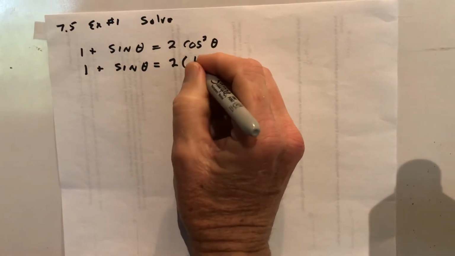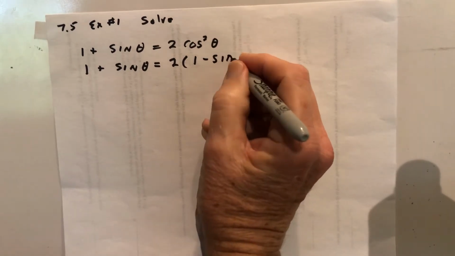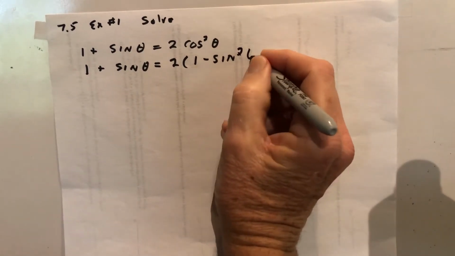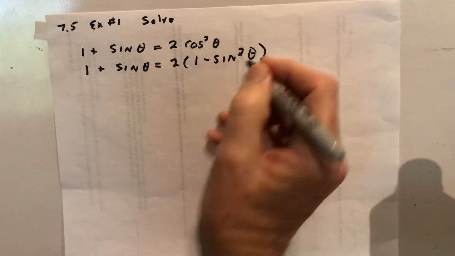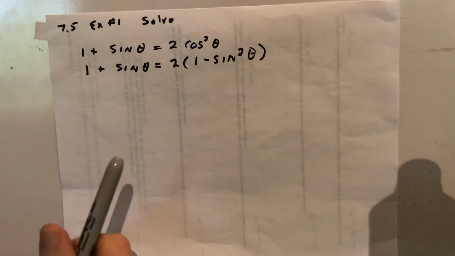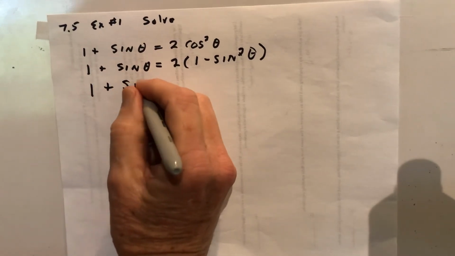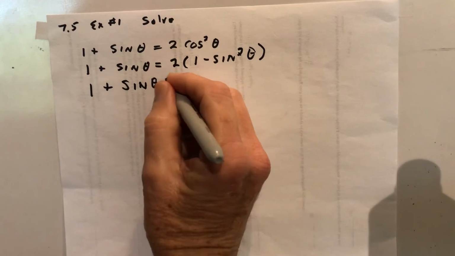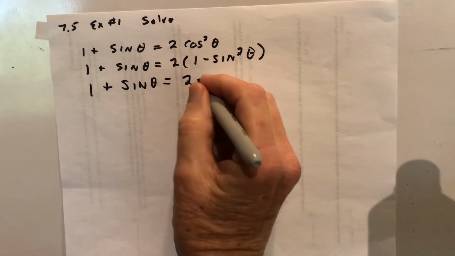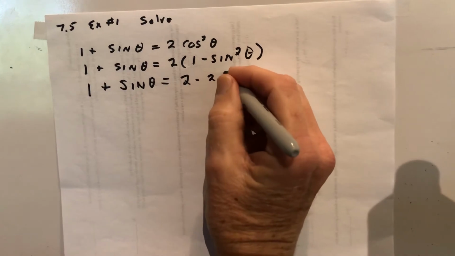Cosine squared can be replaced with the Pythagorean identity with 1 minus sine squared. Now they're both sines, which is good. Distribute the 2. Two times 1 is 2, and 2 times that is just 2 times that.